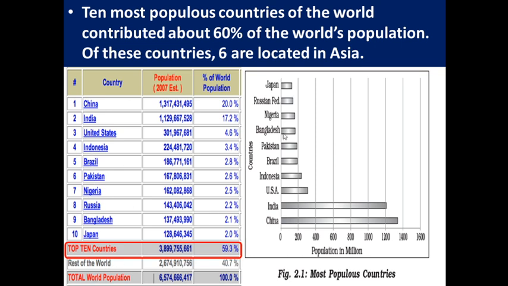So that means in these 10 most populous countries, the size of population is very, very large. And out of these, 6 are in Asia: 1, 2, 3, 4, 5, 6. So out of these 10 countries, 6 are in Asia. These are some of the characteristic features of world population distribution.